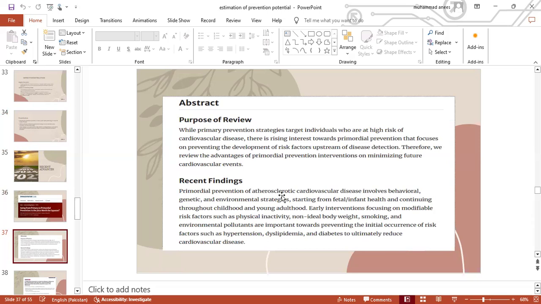So the recent findings show primordial prevention of atherosclerotic cardiovascular diseases involves behavioral, genetic, and environmental strategies starting from fetal or infant health and continuing throughout childhood and young adulthood. Early interventions focusing on modifiable risk factors such as physical inactivity, non-ideal body weight, smoking, and environmental pollutants are important toward preventing the initial occurrences of risk factors such as hypertension, dyslipidemias, and diabetes to ultimately reduce cardiovascular disease.